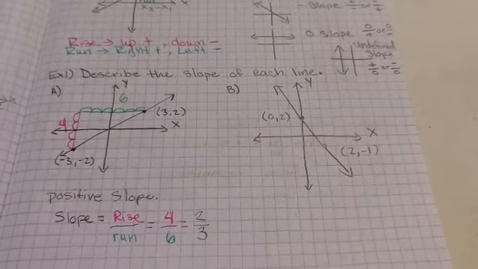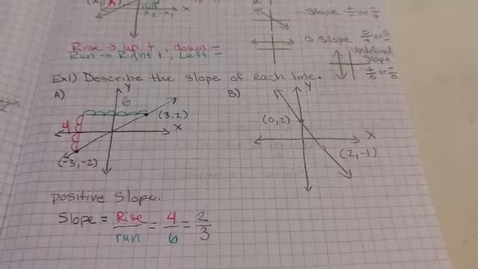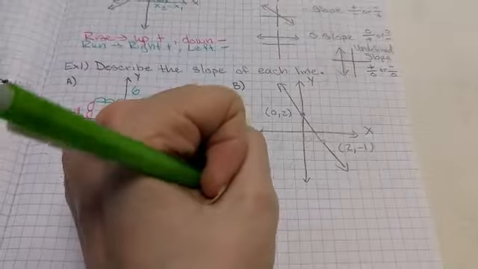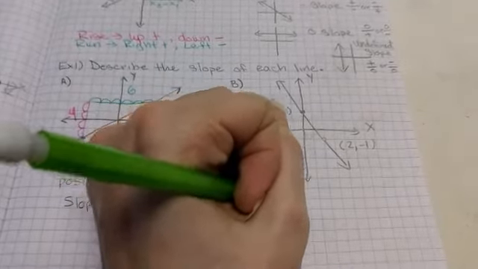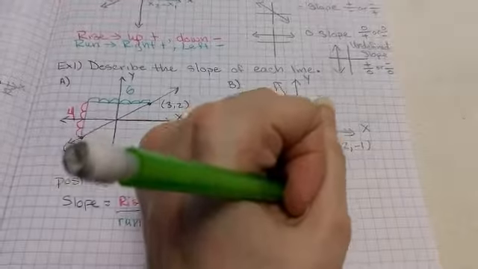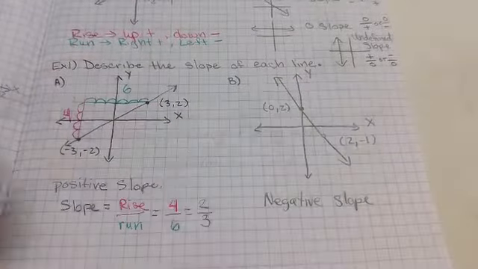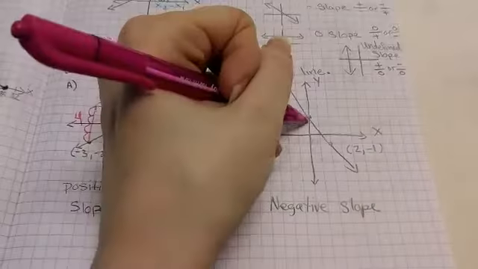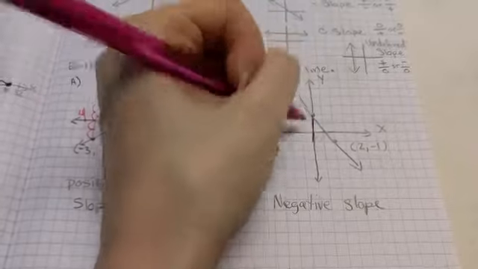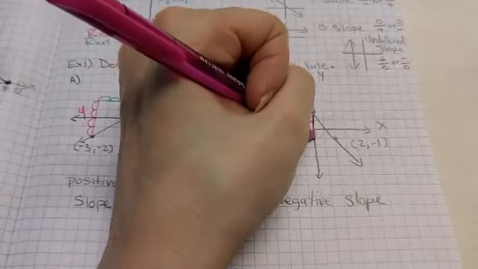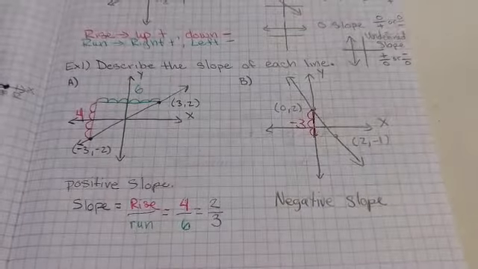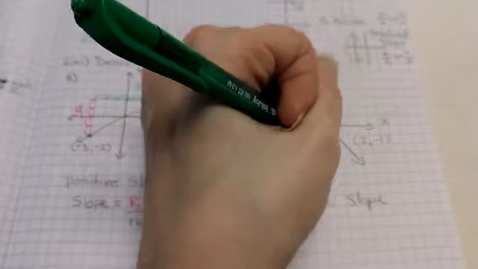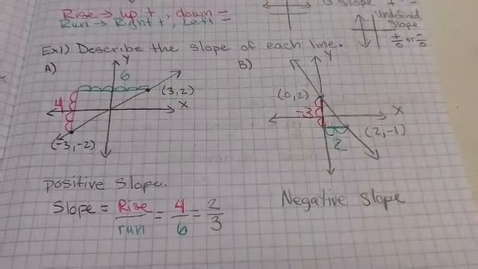So first thing I want to do is decide what type of slope I have. Since it's starting at the top left and going down to the right, it's going downhill, which means it's a negative slope. So now I'm going to do my rise and run. My rise is actually going down, and I go down 1, 2, 3, so that's -3. For my run, I'm going over 1, 2 to the right, so that's a +2.